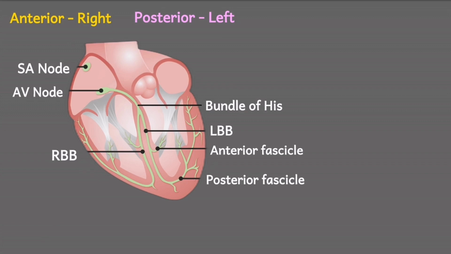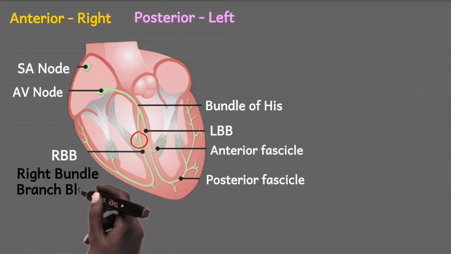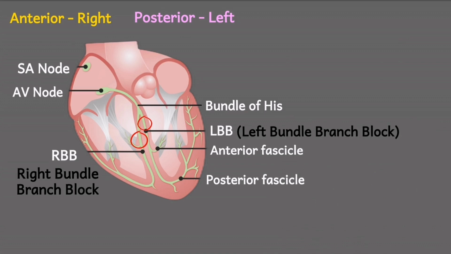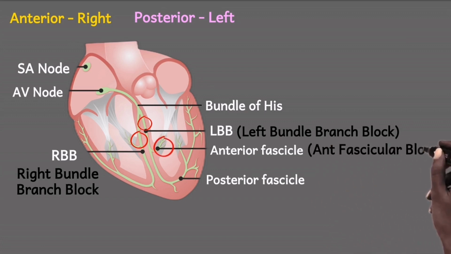And so, as mentioned, we will focus on the bundle branch blocks. When the right bundle branch is blocked, we will have a right bundle branch block. And when the left bundle branch is blocked, we will have a left bundle branch block. Understandably, when we block the anterior fascicle, we get an anterior fascicular block, and then a posterior fascicular block when the more robust posterior fascicle is blocked.